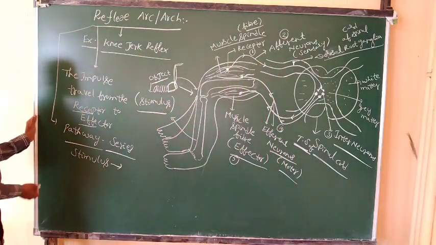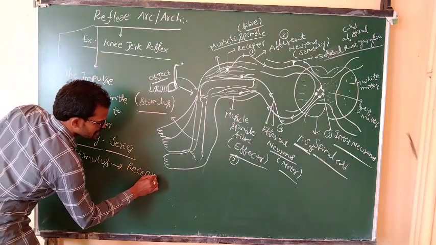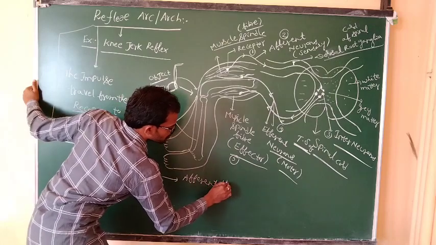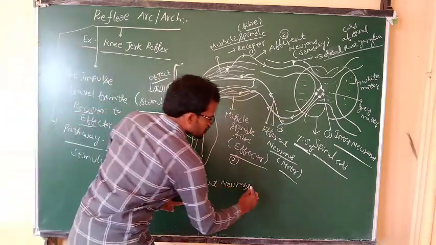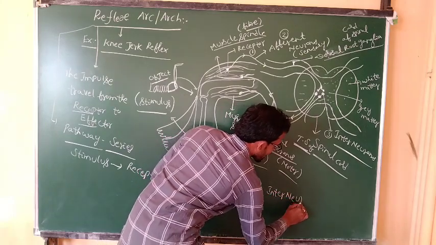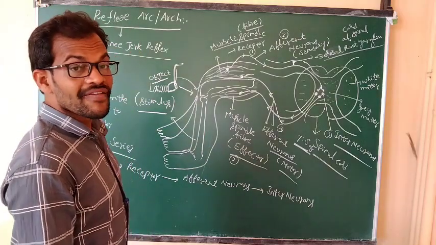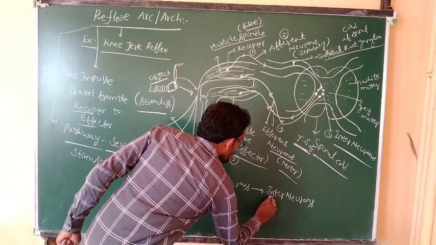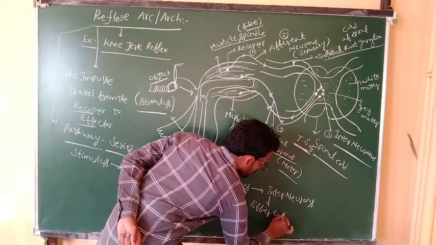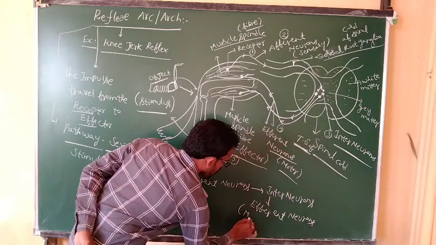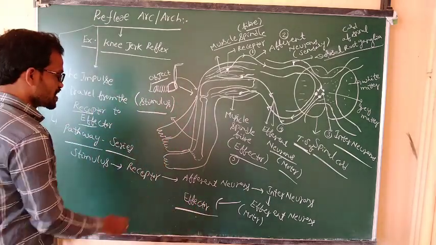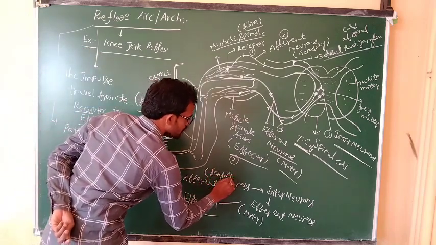Okay, what is the path of the reflex arc? Stimulus, then the next one, receptor. After the receptor, the information passes into the afferent neurons. After the afferent neurons, it passes to the interneurons, which are present in the spinal cord. Interneurons analyze whether it is pain, temperature, or pH. After the interneurons, they send a message to the efferent neurons, meaning motor neurons. Motor neurons to effector.